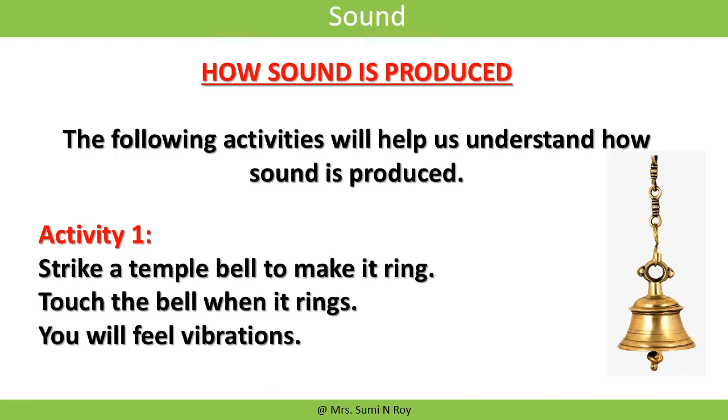Activity 1. Strike a temple bell to make it ring. Touch the bell when it rings. You will feel the vibrations. So this example shows that when a bell is vibrating, it is producing sound. Or you can say when sound is producing, then the object is vibrating.